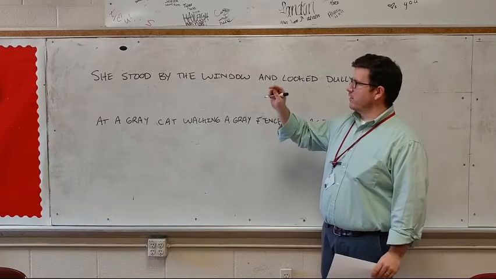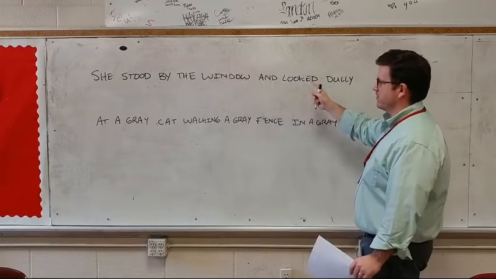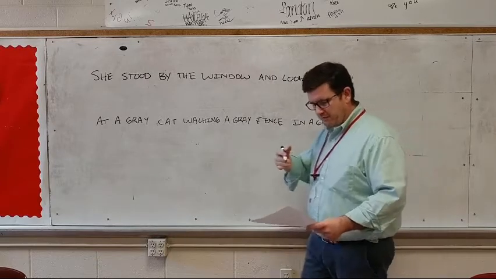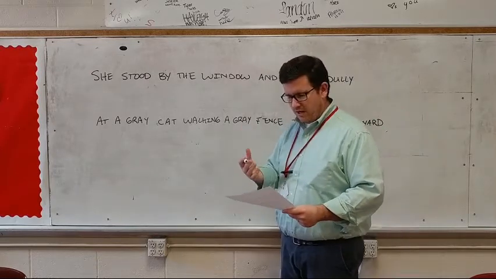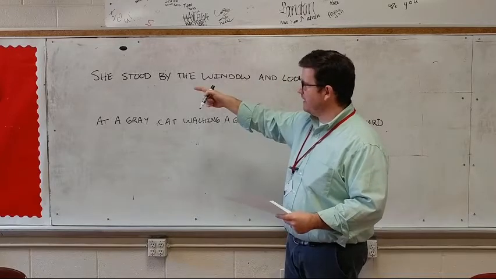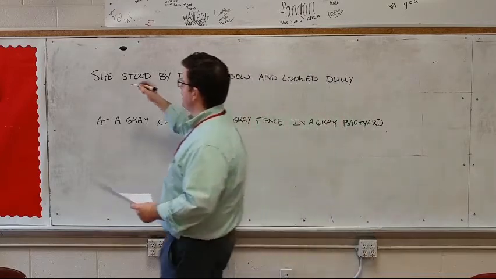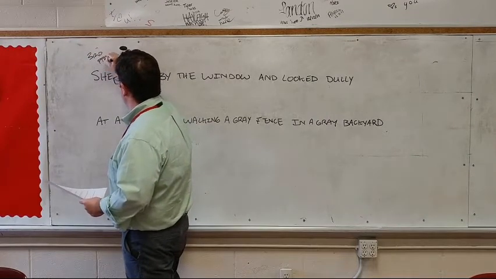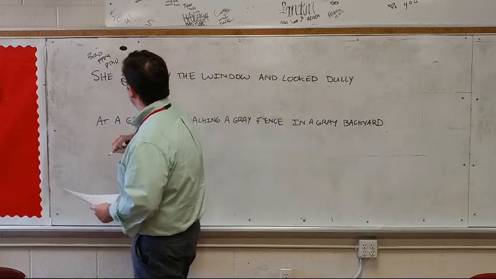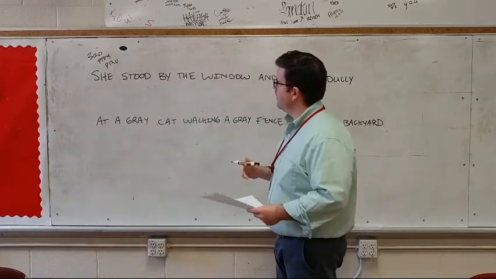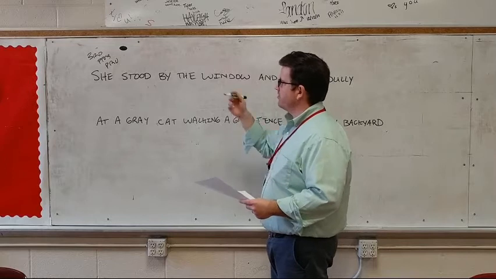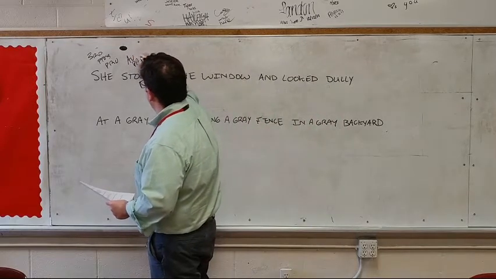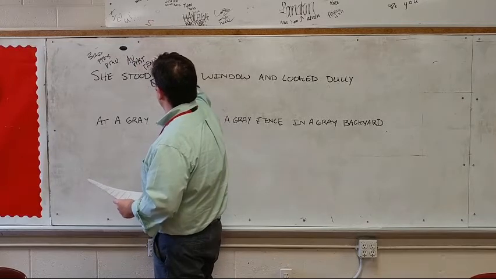So our sentence goes: she stood by the window and looked dully at a gray cat walking a gray fence in a gray backyard. The first thing we have to do is identify the parts of speech of each word in the sentence, and we'll start with she. She is a pronoun, and it is third person. So I'm going to put third person pronoun there. And what did she do? She stood. So stood is my action verb, and it is past tense.